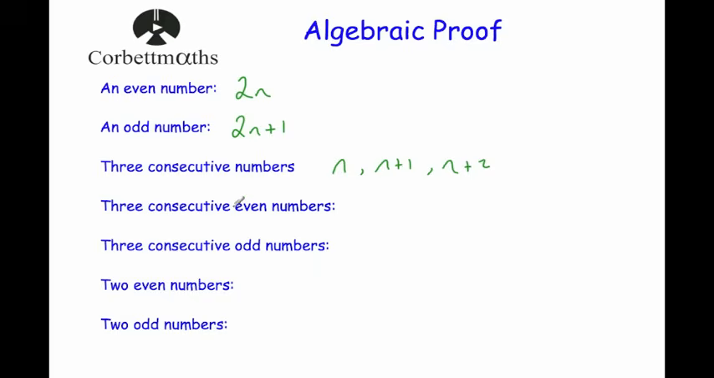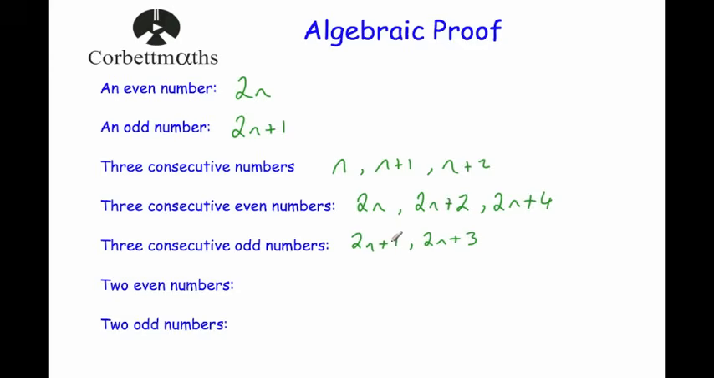Next, 3 consecutive even numbers. As we've seen earlier, 2n is an even number, so let's use 2n for our first even number. If we added 1, it would be odd, so we're going to add 2 to get the next even number. Adding 3 would again be odd, so if we add 4, that would be the next even number. So 3 consecutive even numbers are 2n, 2n plus 2, and 2n plus 4. Next, 3 consecutive odd numbers. As we've seen, 2n plus 1 is an odd number. So I'm going to use 2n plus 3 to be the next odd number, because 2n plus 2 would be even.